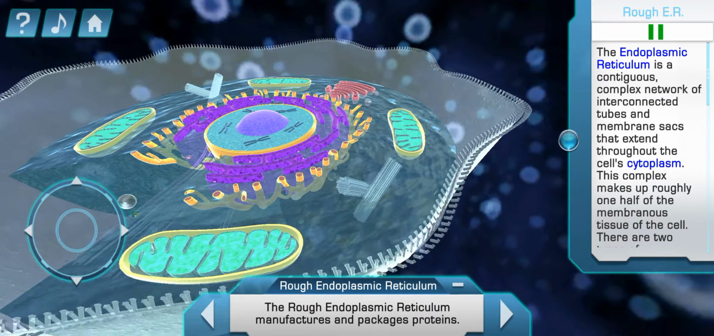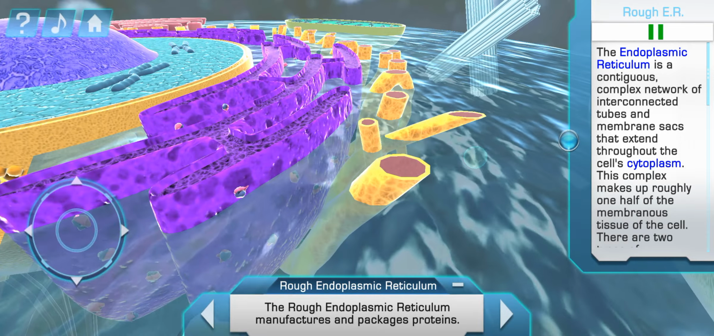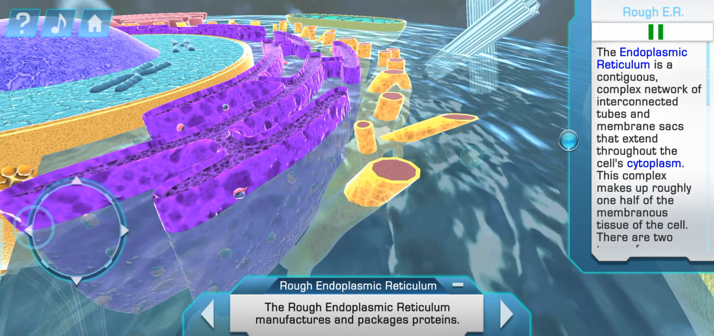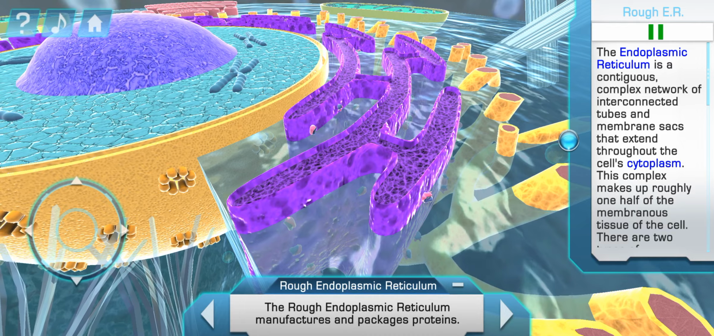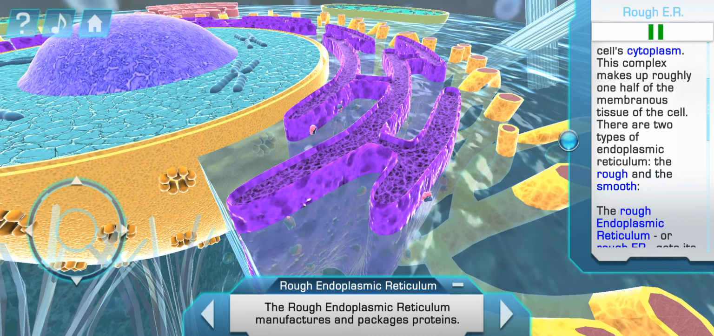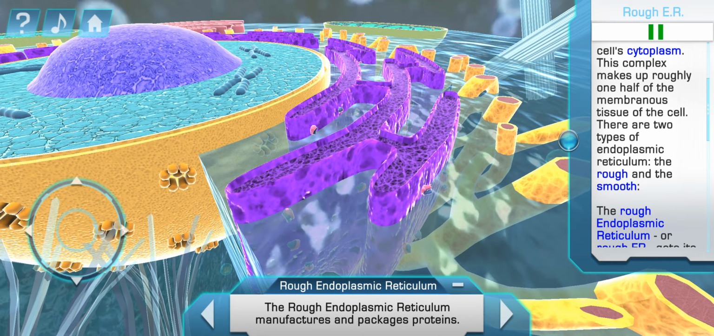The endoplasmic reticulum is a contiguous complex network of interconnected tubes and membrane sacs that extend through the cell's cytoplasm. This complex makes up roughly 1/2 of the membranous tissue of the cell. There are 2 types of endoplasmic reticulum, the rough and the smooth.